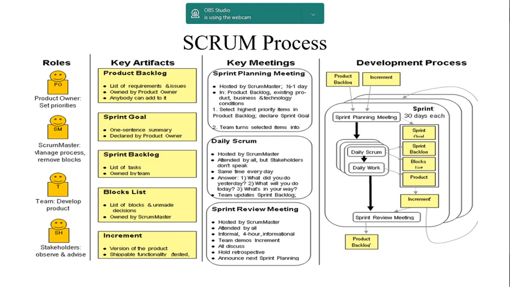The sprint review meeting: what we have achieved in 15 days, meaning 2 weeks, and what we are planning for the next 2 weeks. All these kinds of things will be taken care of.